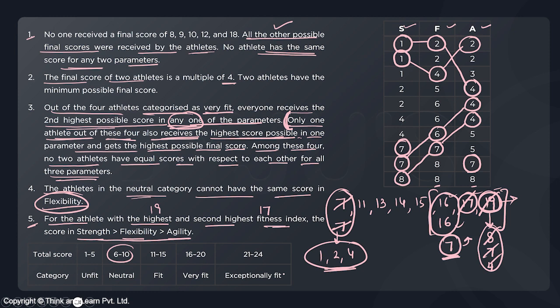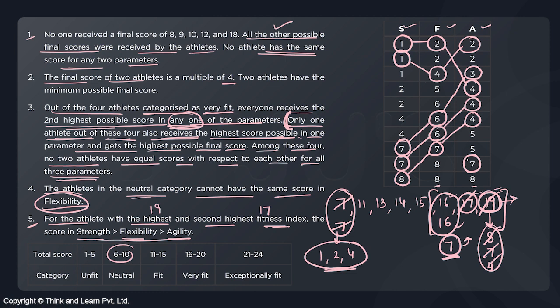So apart from this 7, they need a score of 9 more. If you need a score of 9 more, there is only one possibility: 6 and 3 can make 9. That's the only way through which you can make it. Because with 5, you need 4, and 4s are not available. With 2, you need 7, but 7 is already used.